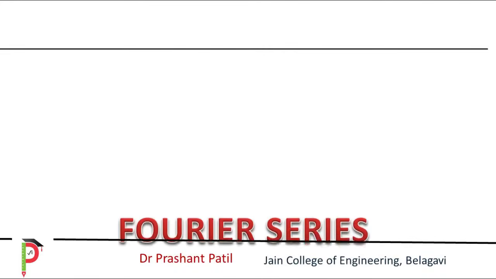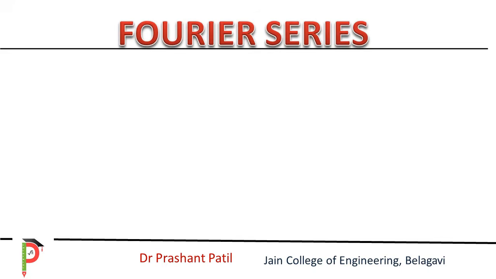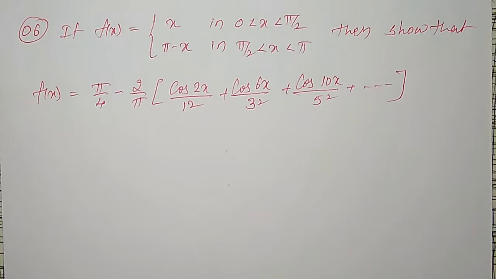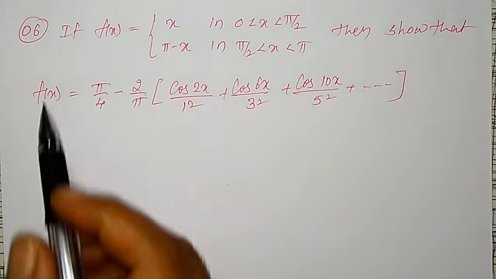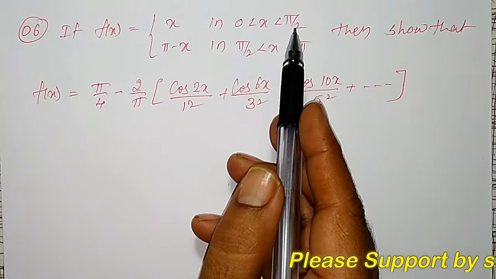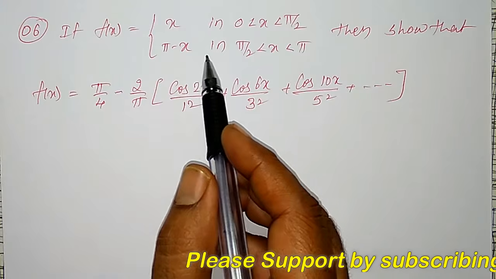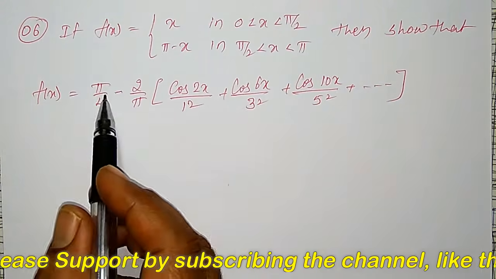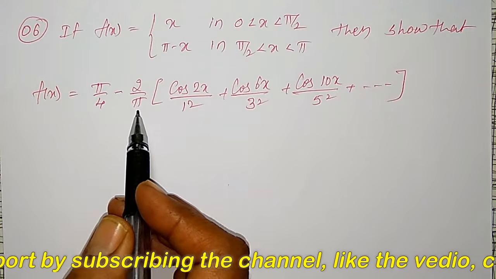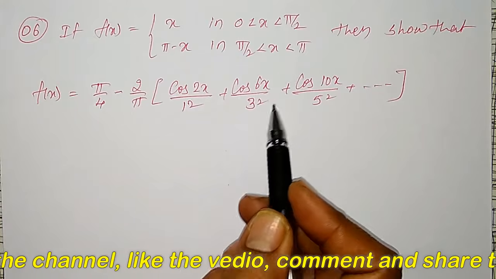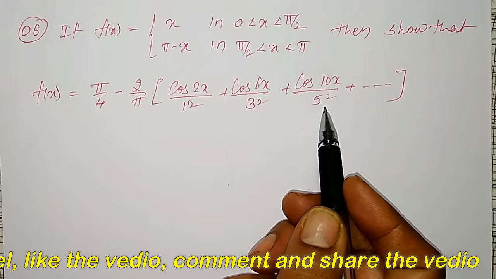In this video, I am going to discuss Fourier series. Here, one example on Fourier half range cosine series I am going to do. That is, if f of x equals x in 0 less than x less than pi by 2, and pi minus x in pi by 2 less than x less than pi, then show that f of x equals pi by 4 minus 2 by pi [cos 2x by 1 square plus cos 6x by 3 square plus cos 10x by 5 square] and so on.